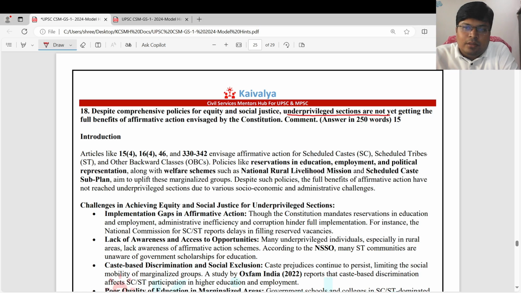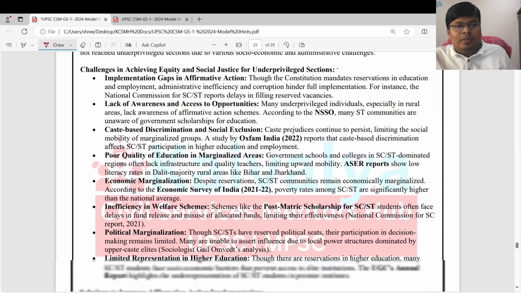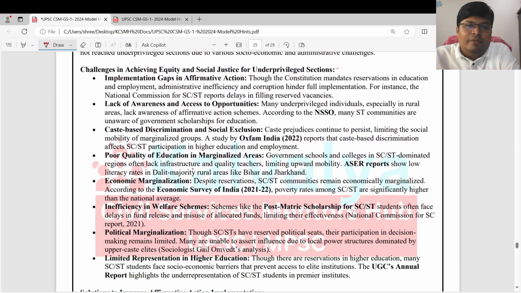So this dimension you need to emphasize in the introduction: the challenges in achieving equity and social justice for underprivileged sections. Now, in the first part of the answer, you are supposed to mention the different reasons, from educational, economic and social perspectives. But it is a society paper, so you need to emphasize more on social dimensions.